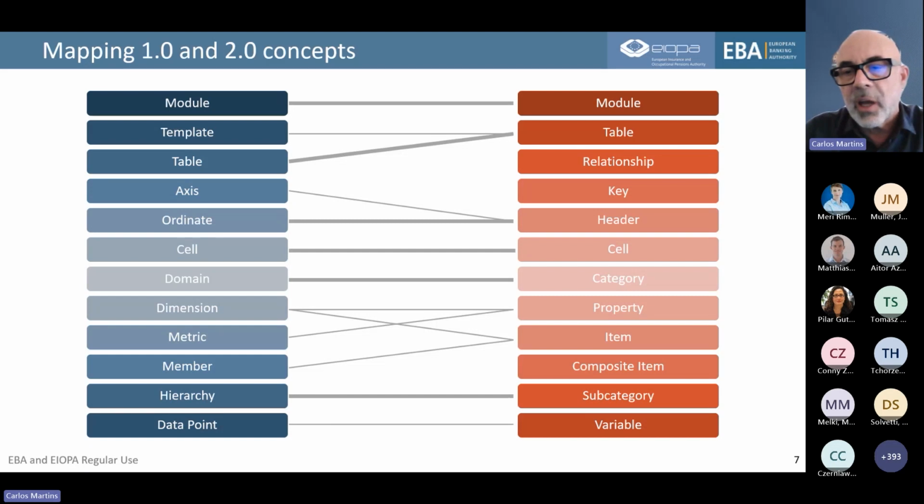Composite items are something new, did not exist before, and the hierarchies of the DPM 1.0 can now be found as subcategories, which might be flat or have a hierarchy. And data points are now variables, but the variables are not exactly the same as data points, because they include other types of data, as I mentioned before, keys and attributes of other variables.